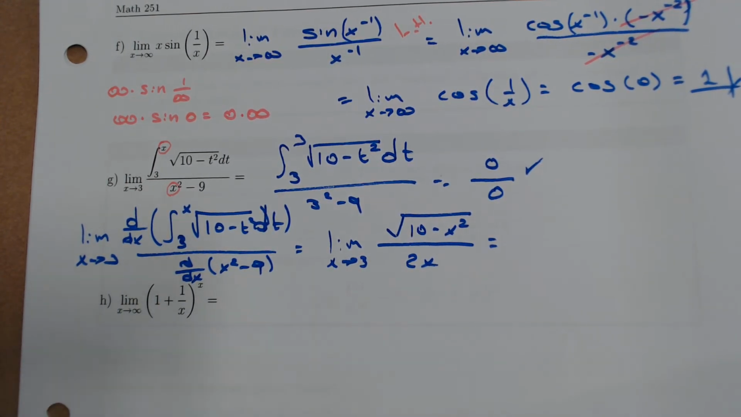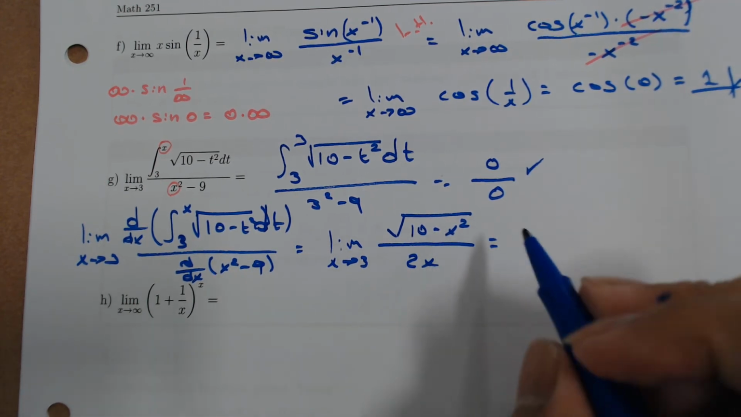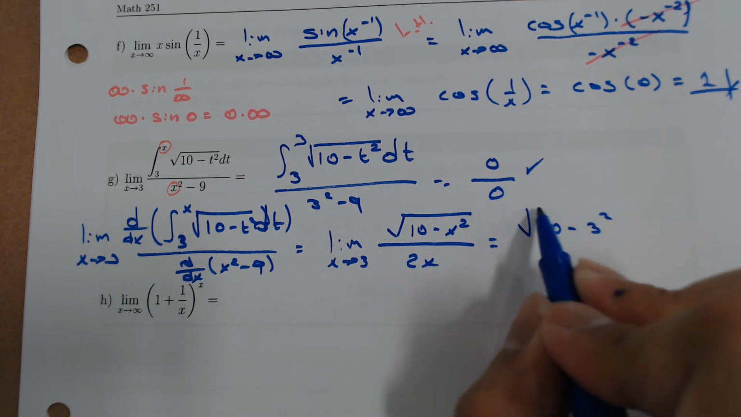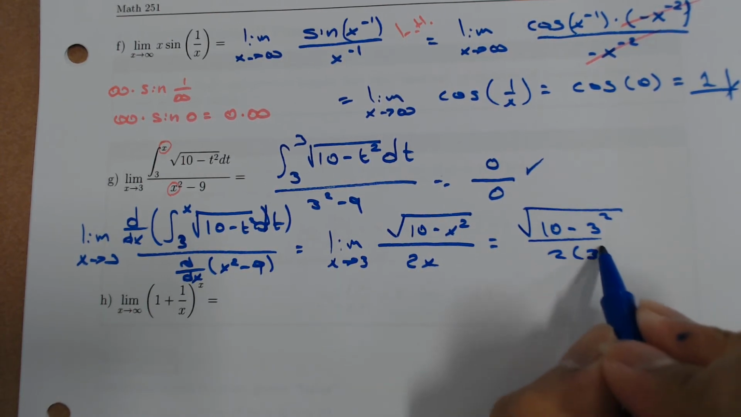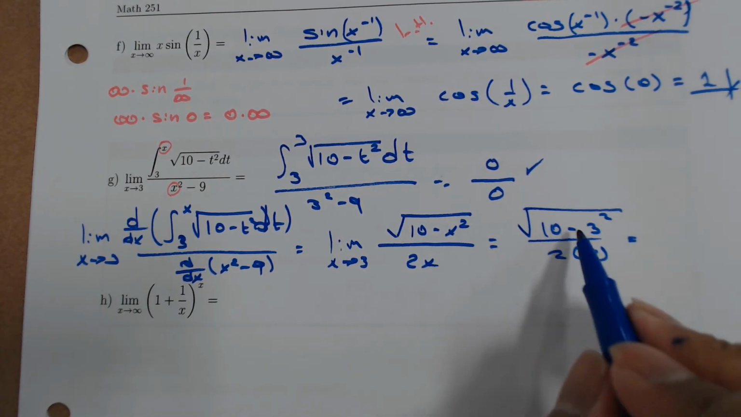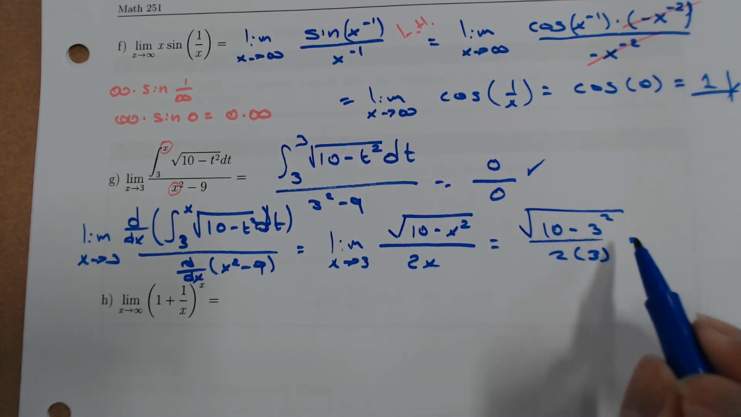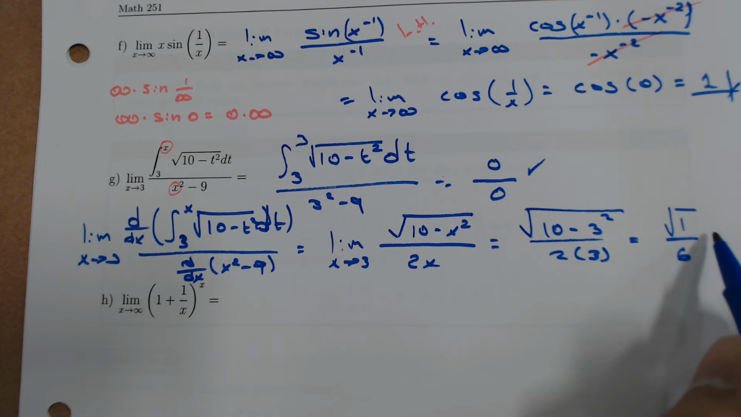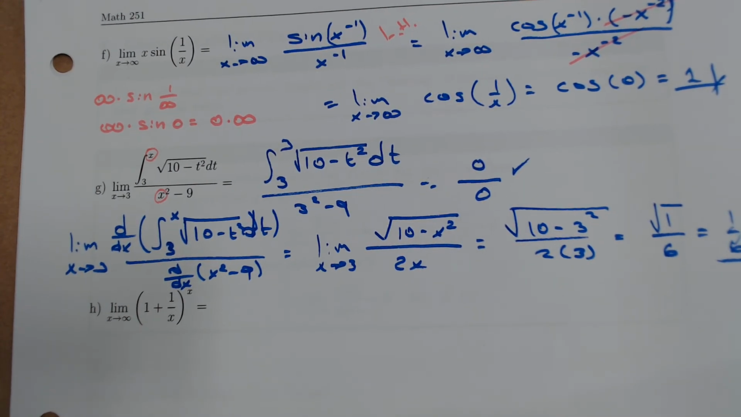Let's plug in 3. Yes, that's not going to give us a 0 in the denominator. That's the square root of 10 minus 3 squared over 2 times 3. So what do we get here? That's going to be 10 minus 9, that's 1. The square root of 1 is 1, over 6, which is 1/6. All right. Questions about this one?